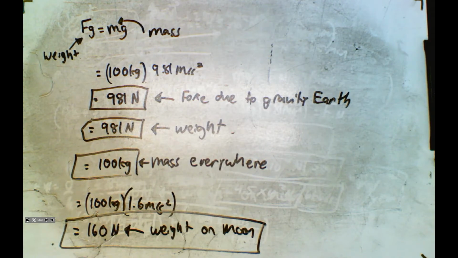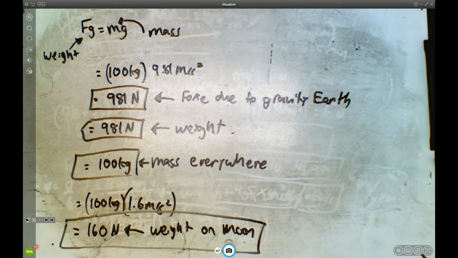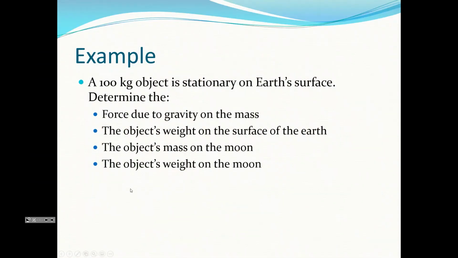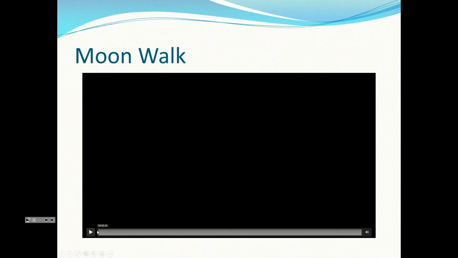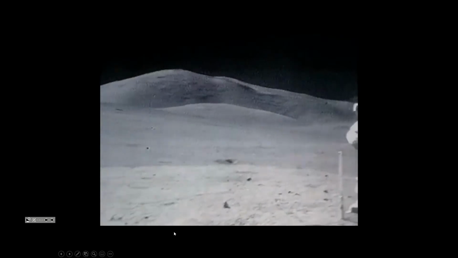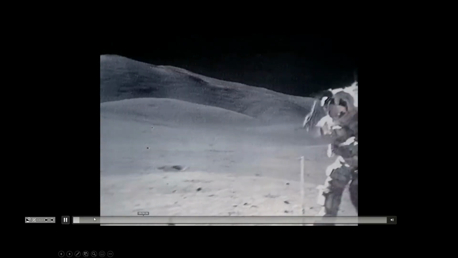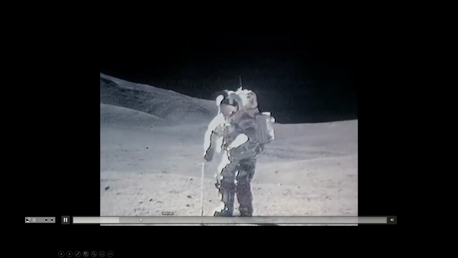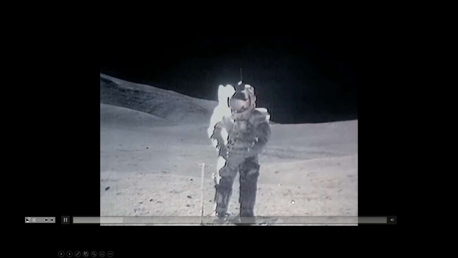So what is this weight on the moon, weight on the Earth? What does that mean? Well, I can show you a video here. This video shows the difference between the weight on the Earth and the weight on the moon. So when you're on the moon, you feel light. And when they walk on the moon, they skip.